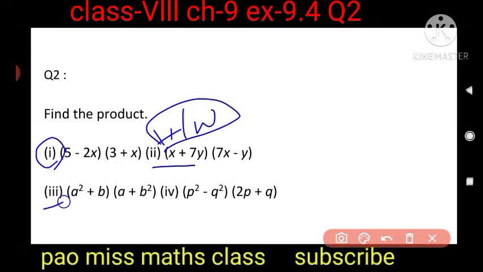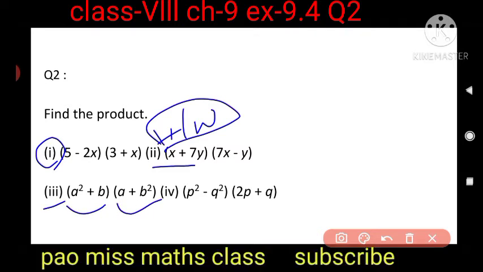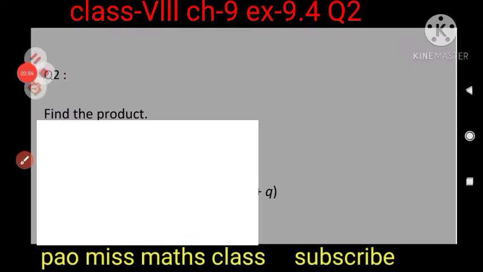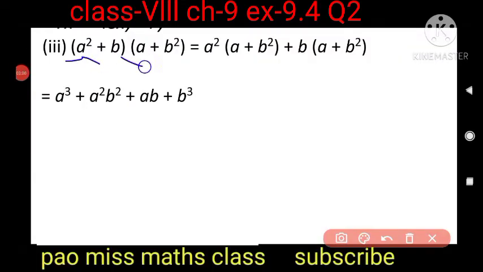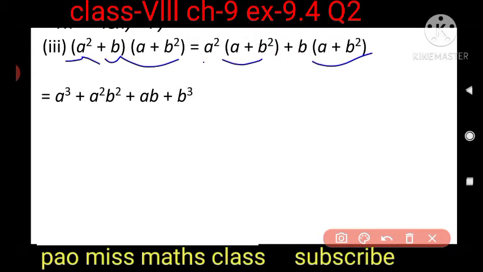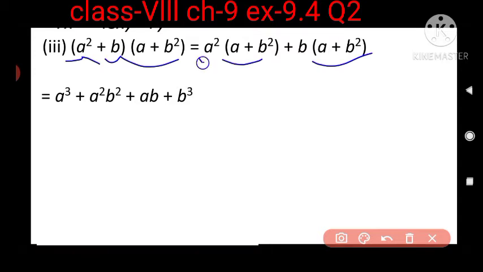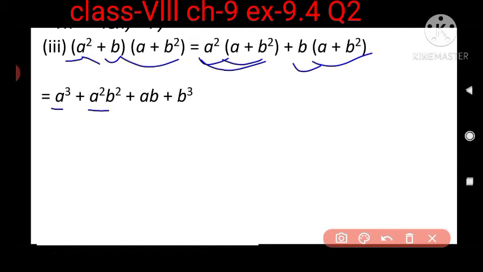Now question number 3, a square plus b will multiply with a plus b square. So this one I will show you. From this a you will multiply all of the second expression, so a multiply a plus b square. Now again from the second term you will multiply all of the second expression. Now you will open this bracket, a square into a is a to the power 3. Now a square into b square, a square b square. Now b into a, ab.